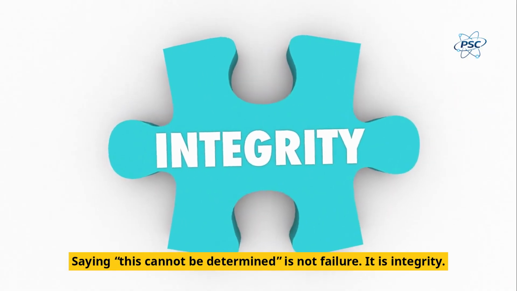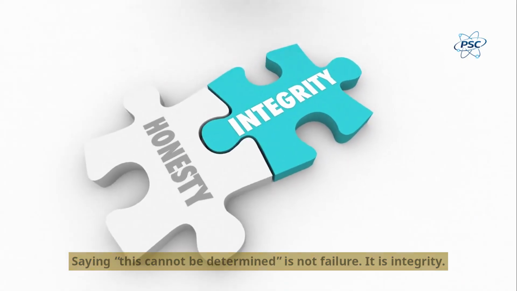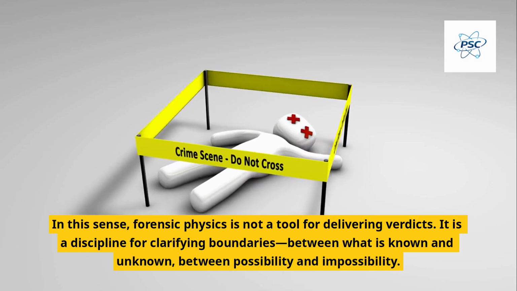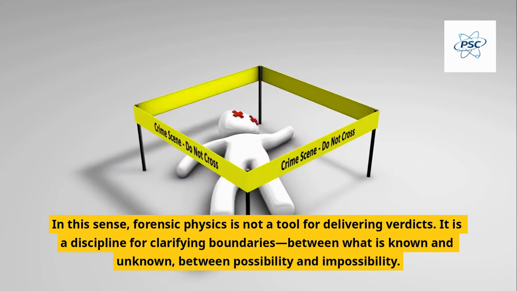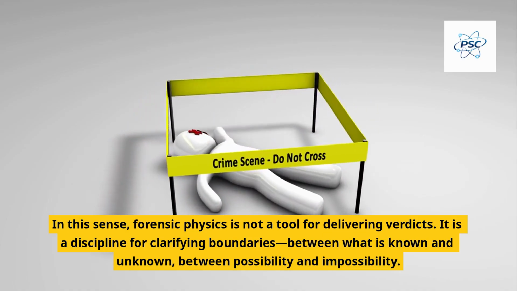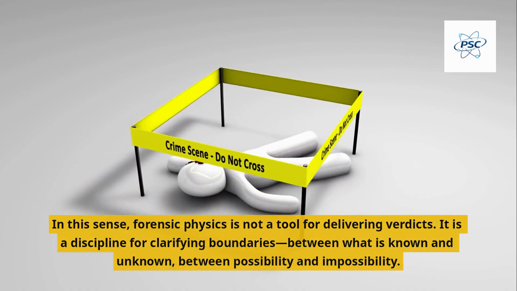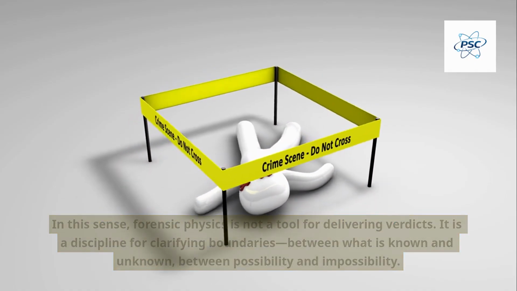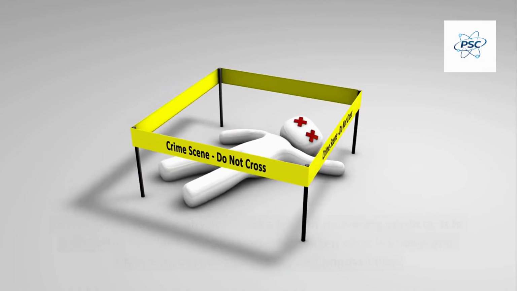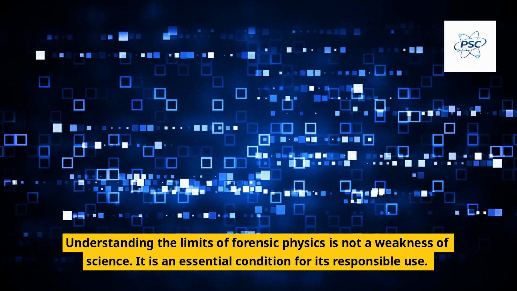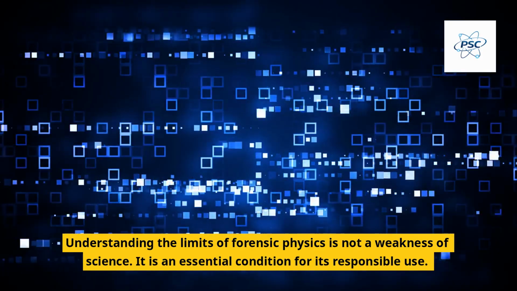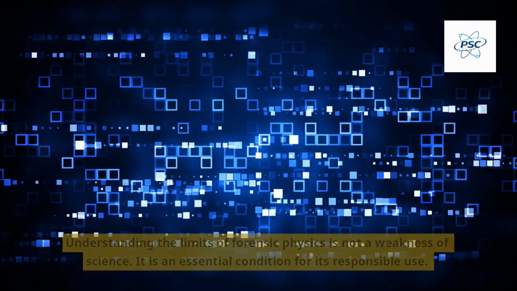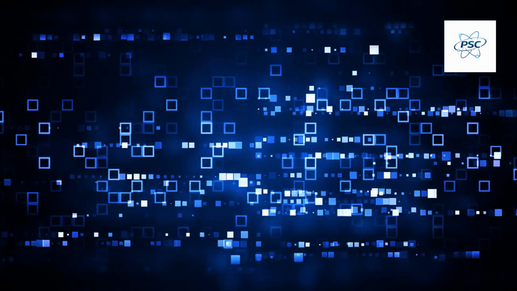Saying, "This cannot be determined," is not failure. It is integrity. In this sense, forensic physics is not a tool for delivering verdicts. It is a discipline for clarifying boundaries, between what is known and unknown, between possibility and impossibility. Understanding the limits of forensic physics is not a weakness of science. It is an essential condition for its responsible use.